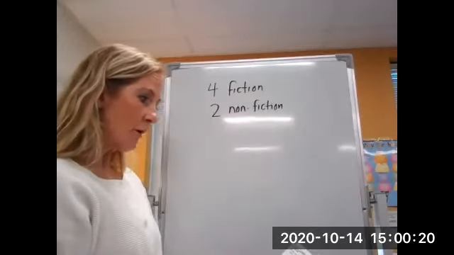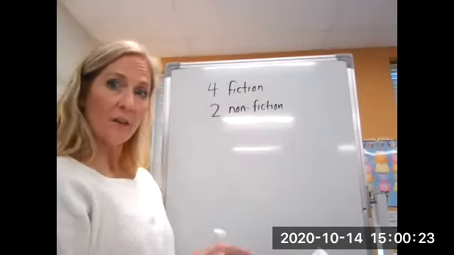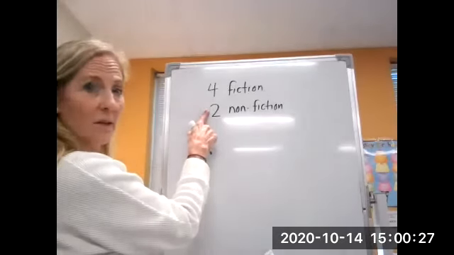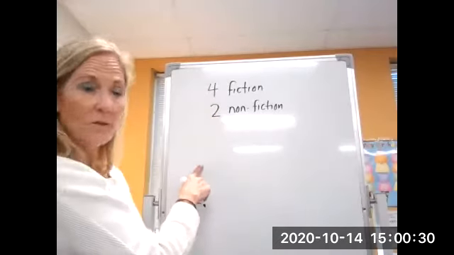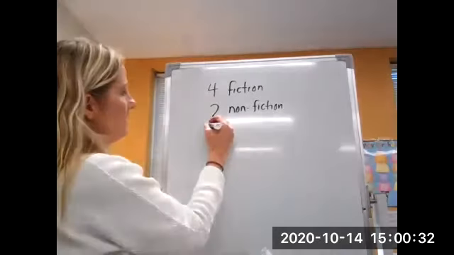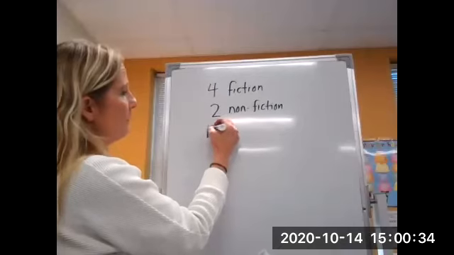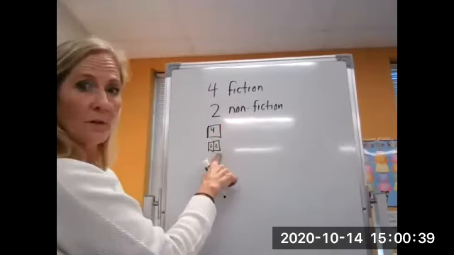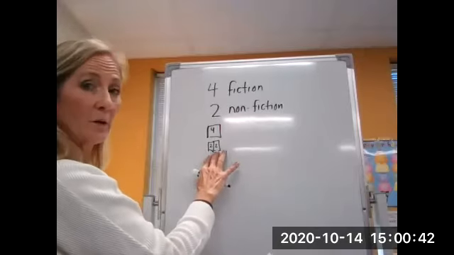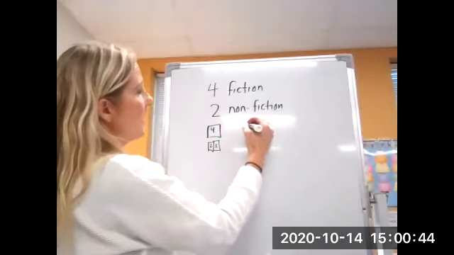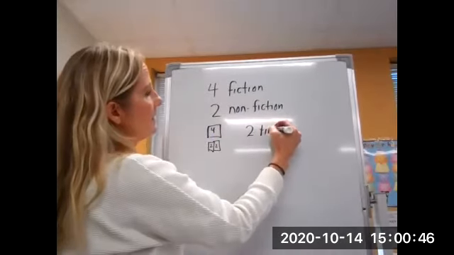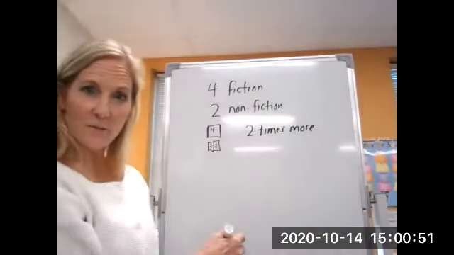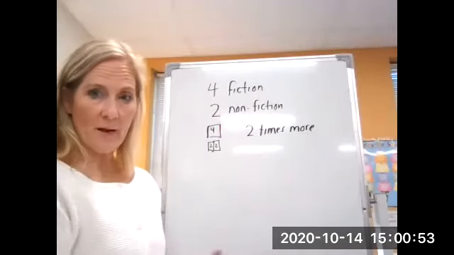How many times more fiction books do they check out than nonfiction books? So how many times would I need this amount of nonfiction books to equal up to the number of fiction books? If I'm trying to work up to 4, I need 2 groups of 2. So 2 times more than plain old 2 is 4. So they have 2 times more fiction books than nonfiction books, the relationship between the 2 amounts.